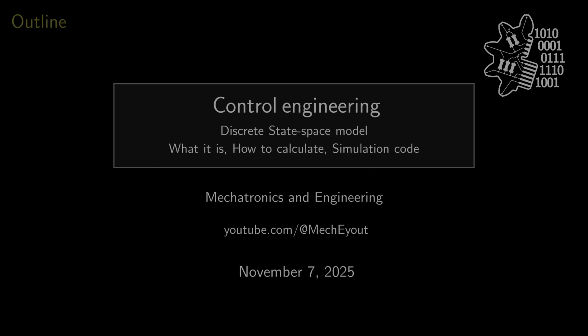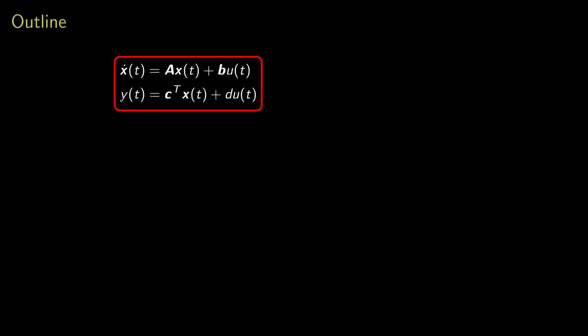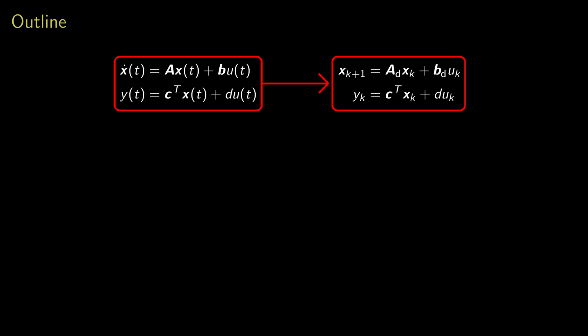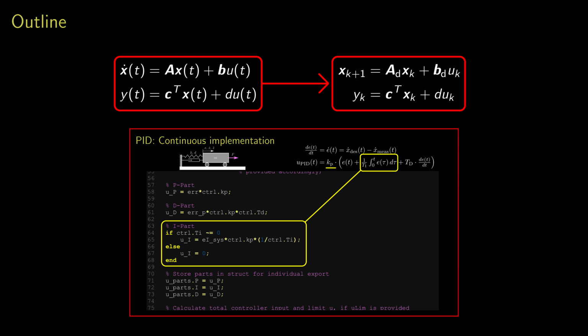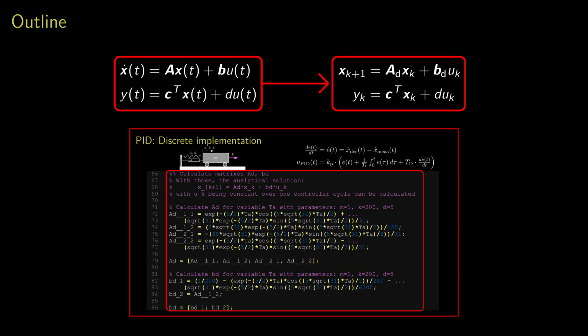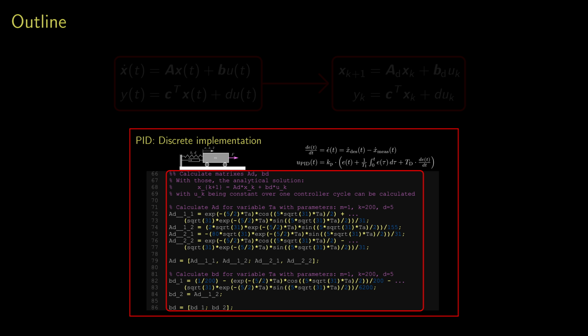In this one we will cover how the analytical solution to a state space model can be calculated. We used this solution in the last video to speed up our simulation of the discrete implementation of a PID controller. This video is divided into the following sections.